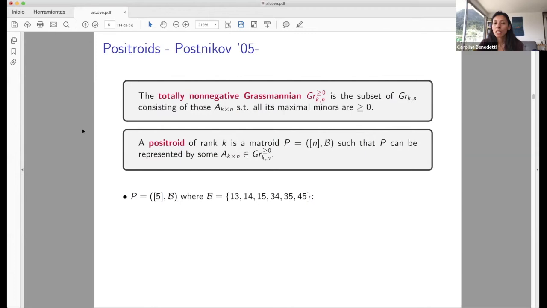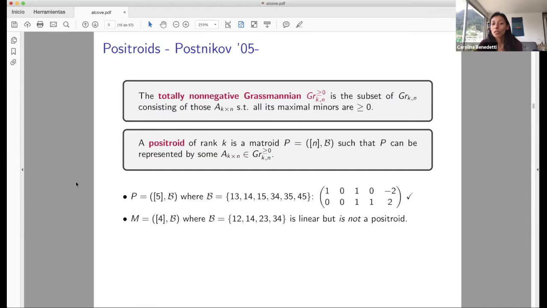And for this matrix to be a positroid, I should be able to find a 2 by 5 matrix such that the maximal minors that are strictly bigger than 0 correspond precisely to those labeled by the columns 1, 3, 1, 4, 1, 5, and so on. So you can check that this matrix satisfies this.